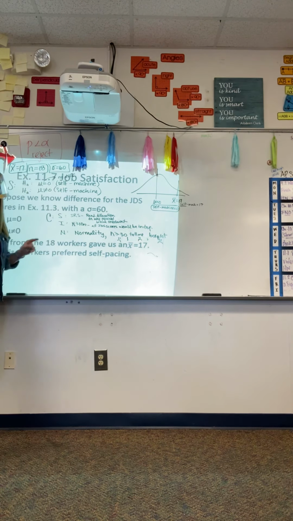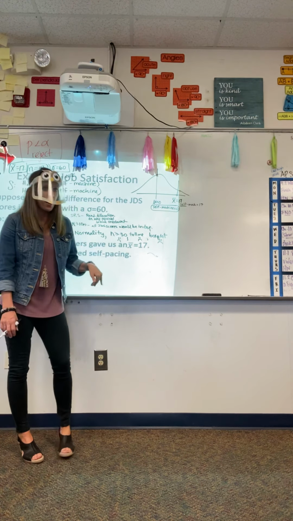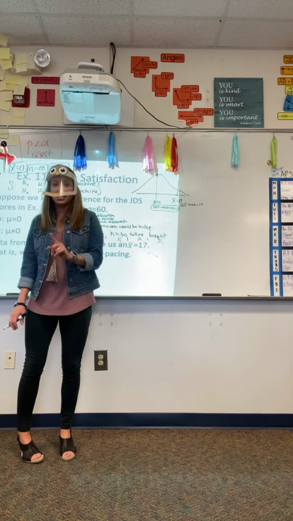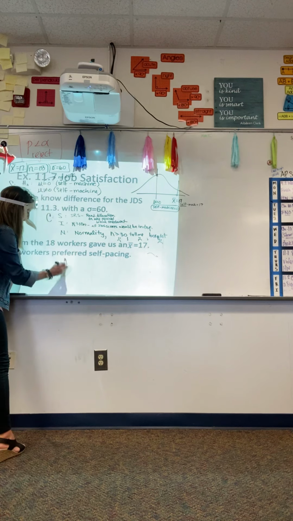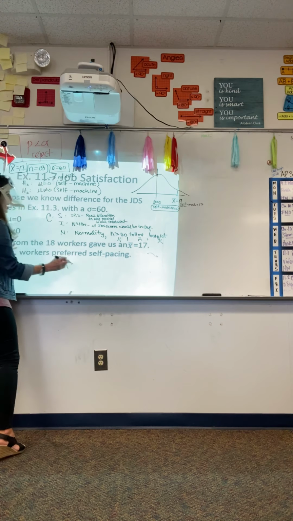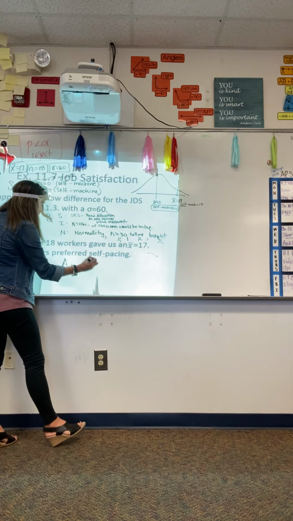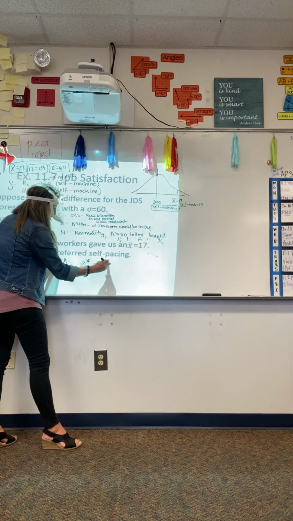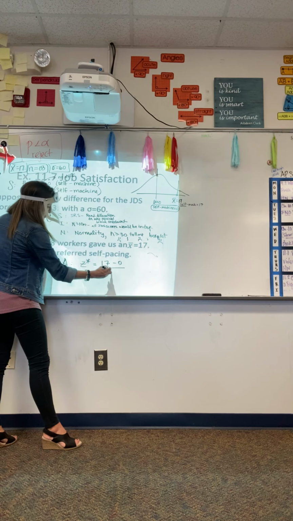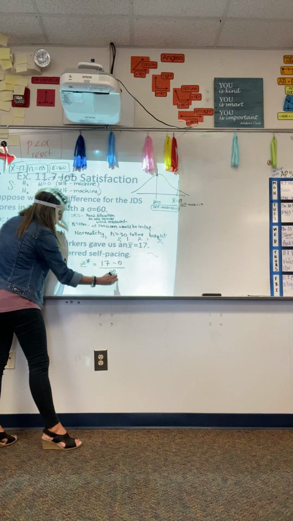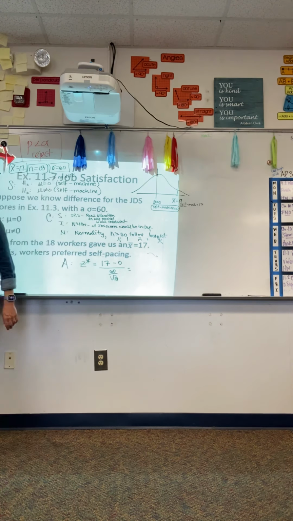All right, let's get to our calculations. You guys have done this before. If I gave you all the information, you could probably send this bad boy up, okay? Let's get to the arithmetic so you understand how this is done. And this is a sigma, so I'm going to do a z star: x bar, which is 17, minus mu, which is 0, standard deviation of 60 over the square root of 18 workers that filled out the survey.